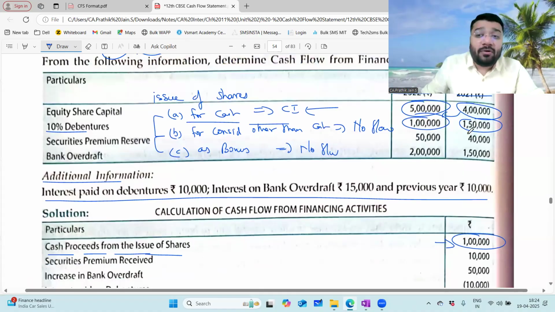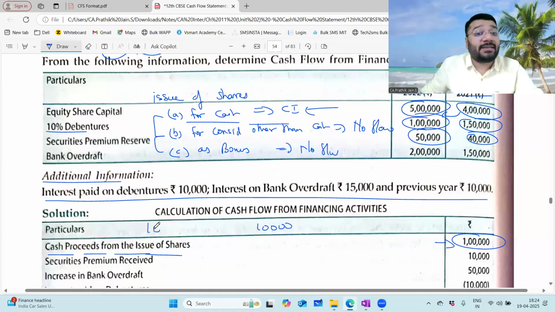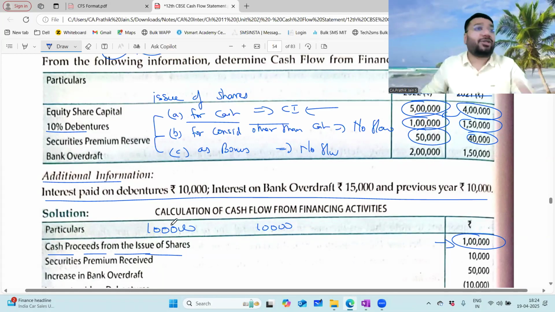Securities premium 40,000 to 50,000. How much increase? 10,000 increase. How much is the capital increased? 1 lakh increased. So it looks like the shares were issued at a premium of 10%. So here premium money is received in cash. Nothing mentioned. So whenever the premium increases and nothing is mentioned, always premium is received in cash.